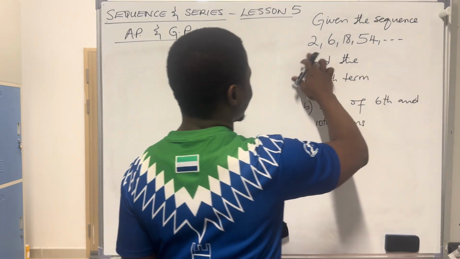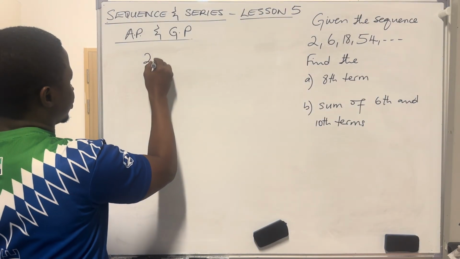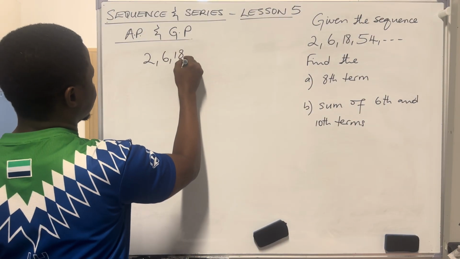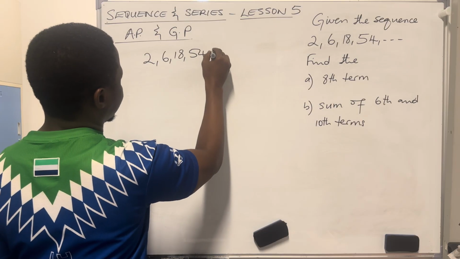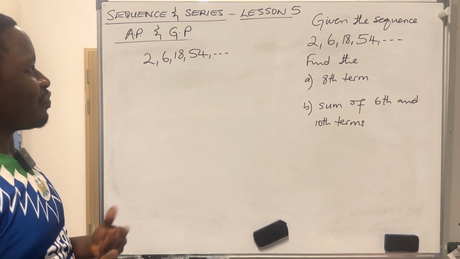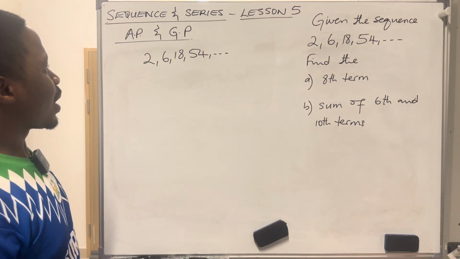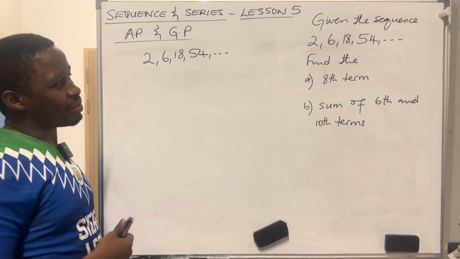Given the sequence 2, 6, 18, 54, this one tells you that the sequence does not end. It is an infinite sequence. So once the sequence is an infinite sequence, it means there is no last term.